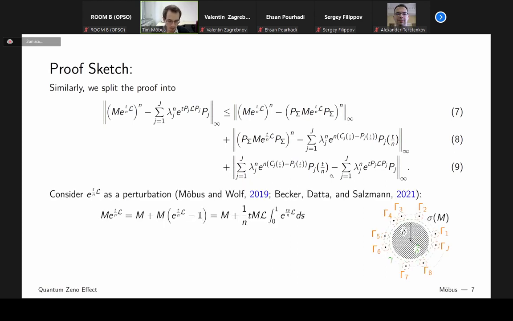So the problem we face here is these finitely many eigenvalues on the unit circle. And so we need another proof strategy because the counting method doesn't work anymore. So what is the proof strategy? I think we used this in the work with Michael Wolf already, and then Becker, Datta and Salzmann used this in their work as well, which is to consider the semigroup as a perturbation.